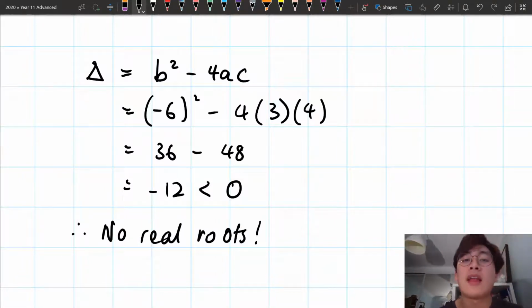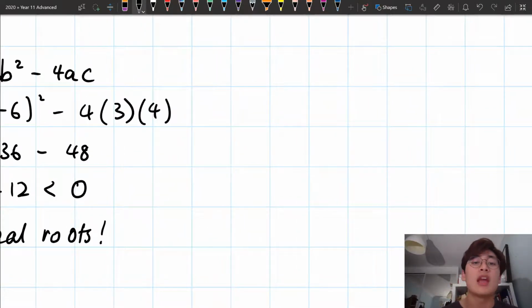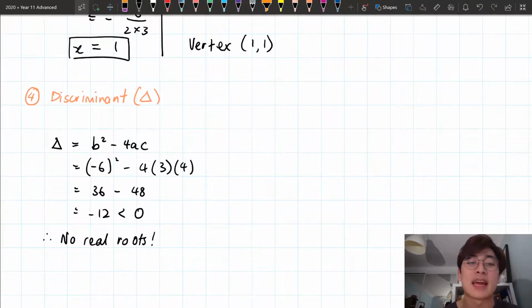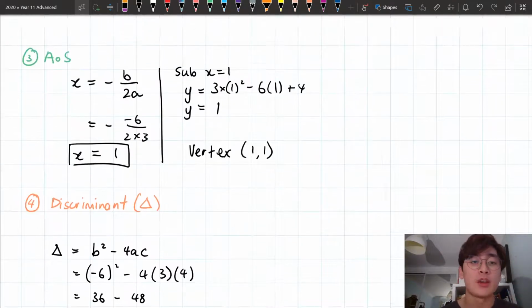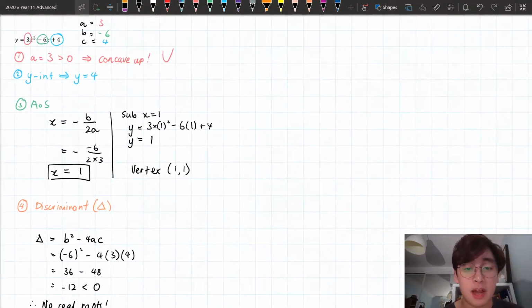What this means is that our quadratic function, when we graph it, is never going to touch the x-axis. And for that reason, I don't actually need to use the quadratic equation. In the previous example, we knew that there were 2 real roots, so we had to use the quadratic equation. But for this one, we can't. So using all of this information, I'm going to graph my parabola.